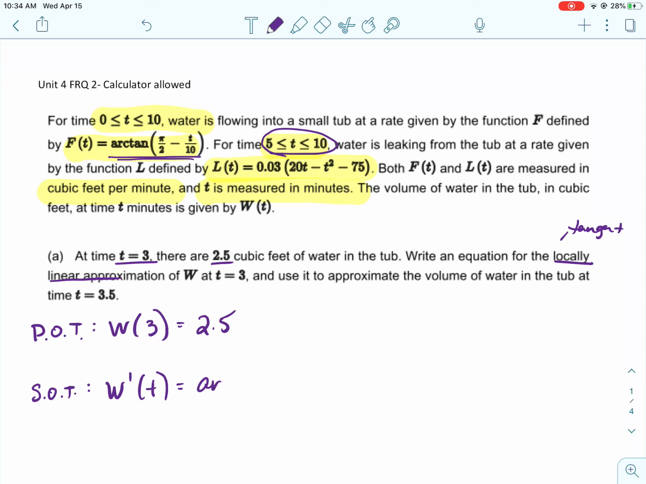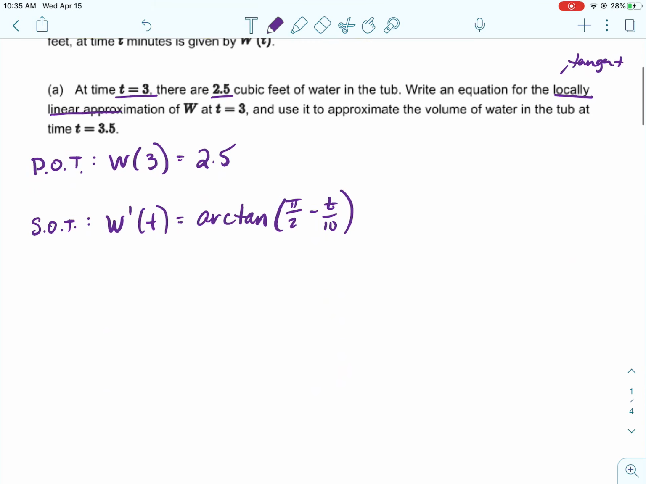At 3, there is no water leaking out, because water doesn't start leaking out until 5 minutes. So at time 3, we're just using the F formula, the rate that the water is changing at time 3. Then in the calculator, we can just plug in 3 for t.